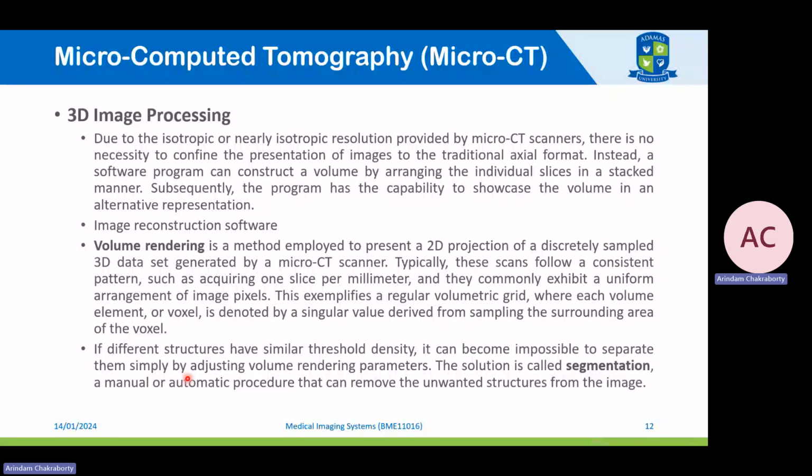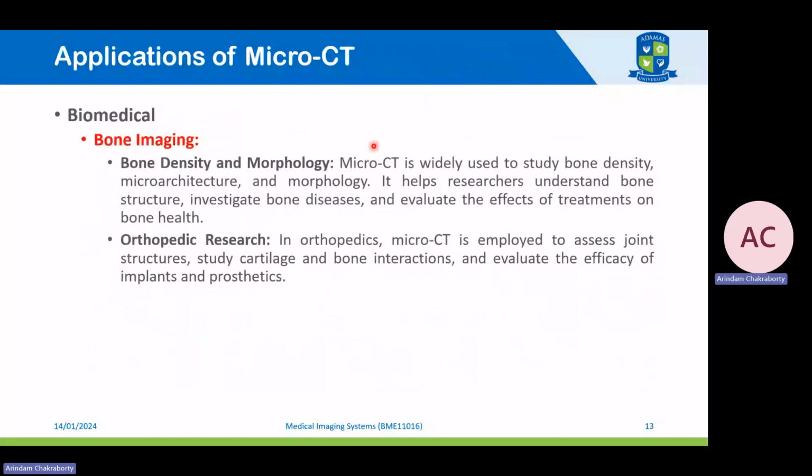So coming to the applications of micro-CT, which is the most important thing to talk about here. For the biomedical applications, as I've already discussed, the primary one is bone imaging, and there are several areas where micro-CT can be used in bone imaging related applications. It can be used to determine the mineral density as well as the bone morphology. Micro-CT is widely used to study the bone density, the bone microstructure, or bone morphologies.